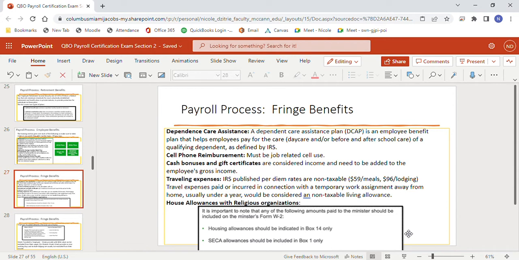And then we have housing allowances with a religious organization. It is important to note that any of the following amounts paid to a minister should be included in the minister's Form W-2. Housing allowances should be indicated in box 14 only, and SECA allowances should be included in box 1.